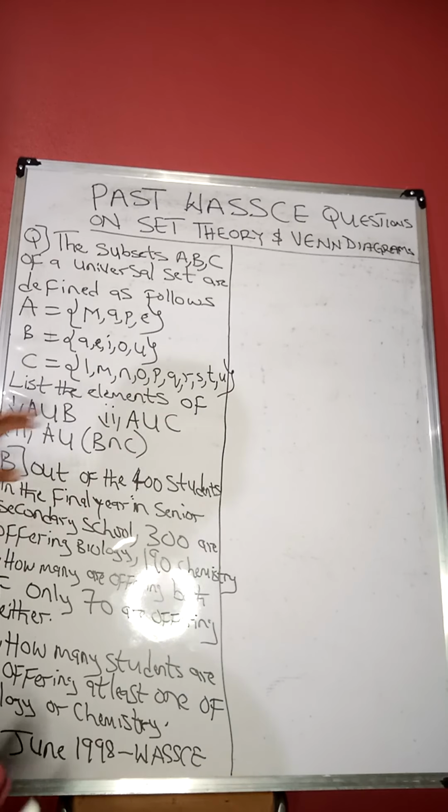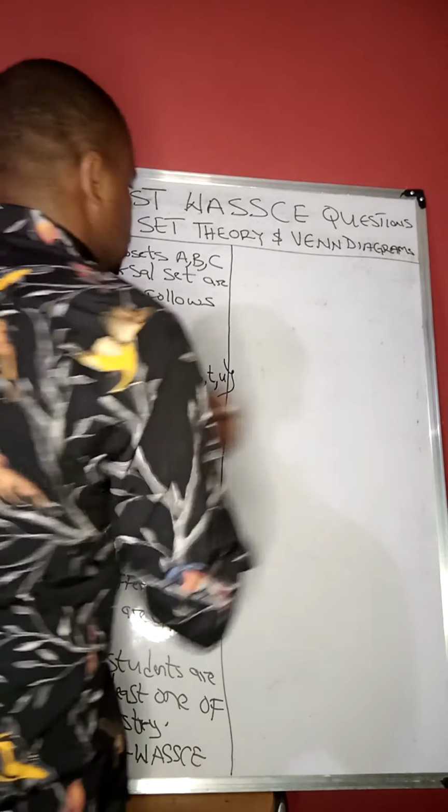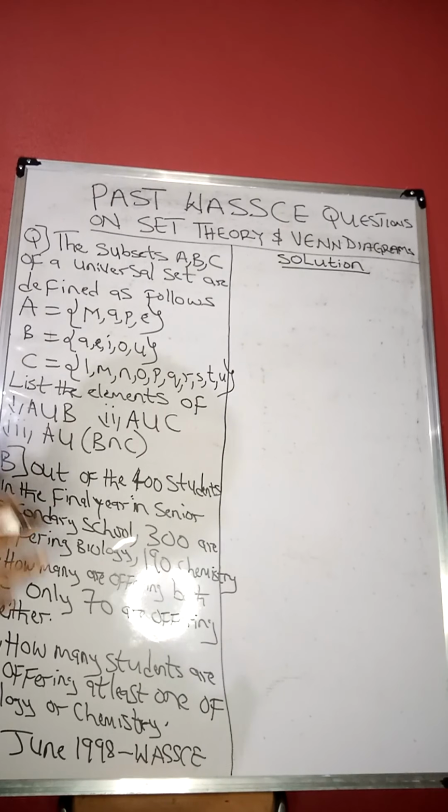So let's solve this before we come to the B part of the question. This question appeared in the WAEC question of June 1998. Now let's look at our solution. Remember, I've treated this topic already, so it's easy. The first question says A union B. Remember that you open with a curly bracket. We are going to list the elements of A and the elements of B without repeating any of the elements. So the elements of A are what?